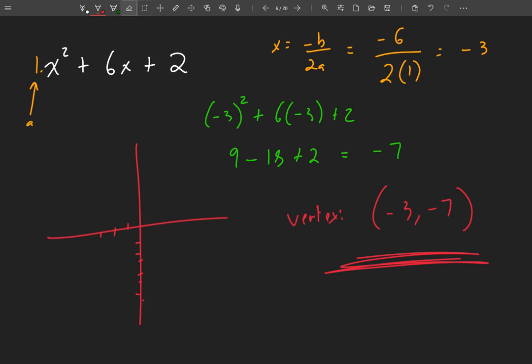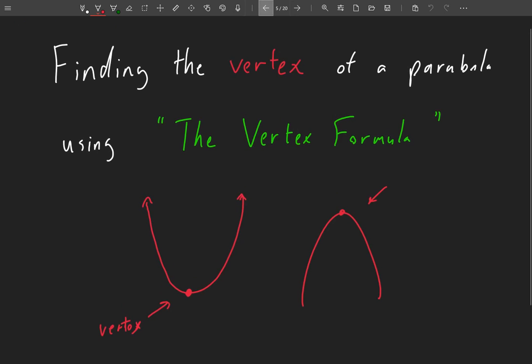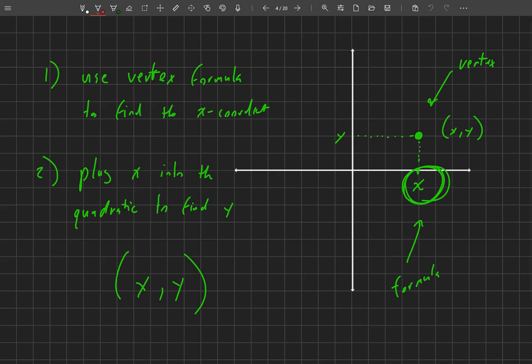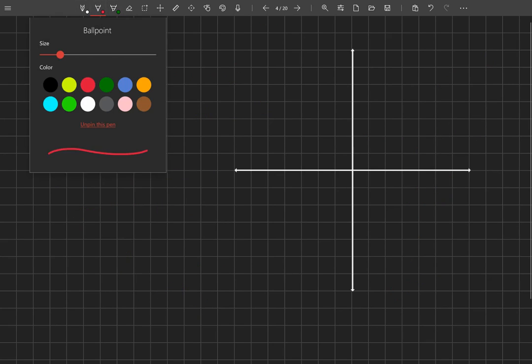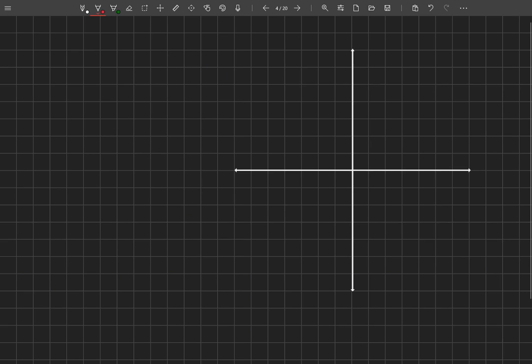Okay, let's go back to our picture here. Let me go back to this thing, get rid of all this. Let's say you had a parabola like this, and I asked you, what is the highest value this parabola attains? What is the largest value this quadratic takes?